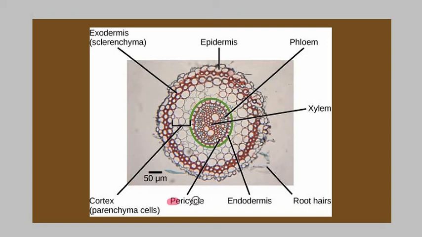Pericycle. This layer of meristematic cells can give rise to lateral roots. The new roots actually grow horizontally through the endodermis, cortex, and out of the epidermis until they break through into the soil. So, stele, xylem, and phloem located here. Sa stele makita ang xylem and phloem.